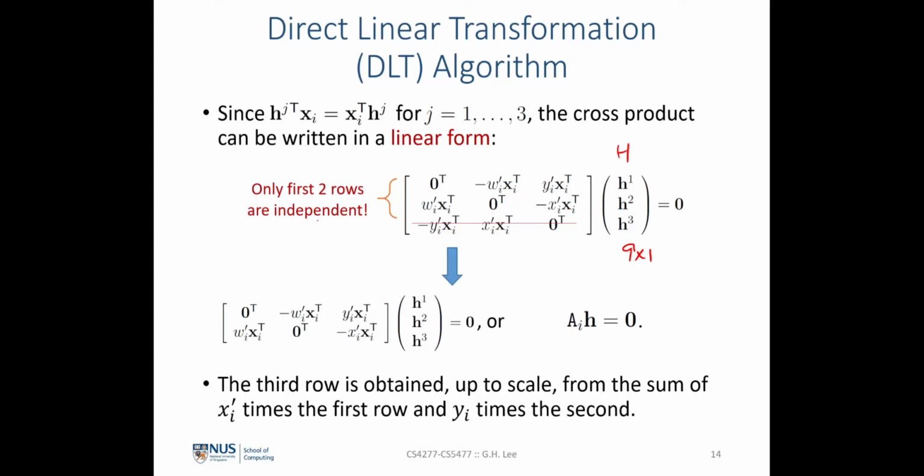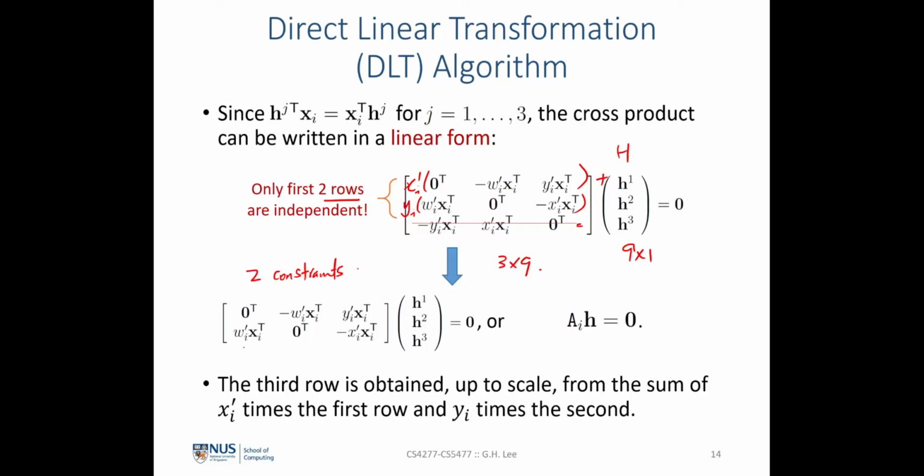And what's interesting here is that this coefficient matrix, which is 3 by 9, has only two rows that are linearly independent. This is because if we take xi prime multiplied by the first row and add it to the product of yi prime multiplied by the second row, we will be able to obtain the third row up to a certain scale. And this means that only two of the rows are linearly independent. Hence, this will give us two constraints. Each point correspondence is going to give us two constraints.